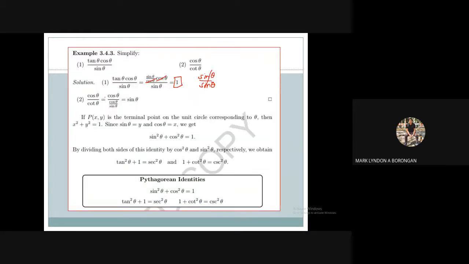So, if we substitute, you'll have there cosine of theta divided by cosine of theta divided by sine of theta. So, we will simplify this. To simplify, we use the reciprocal and then multiply.